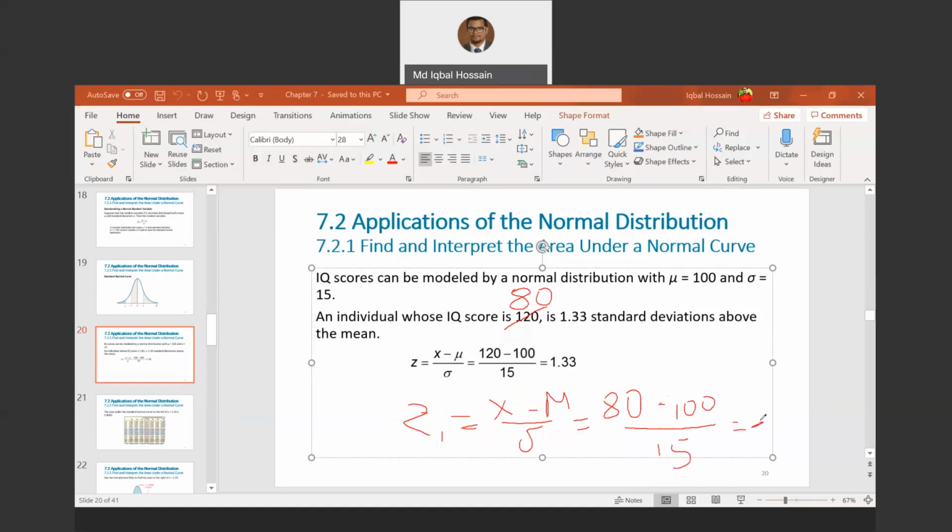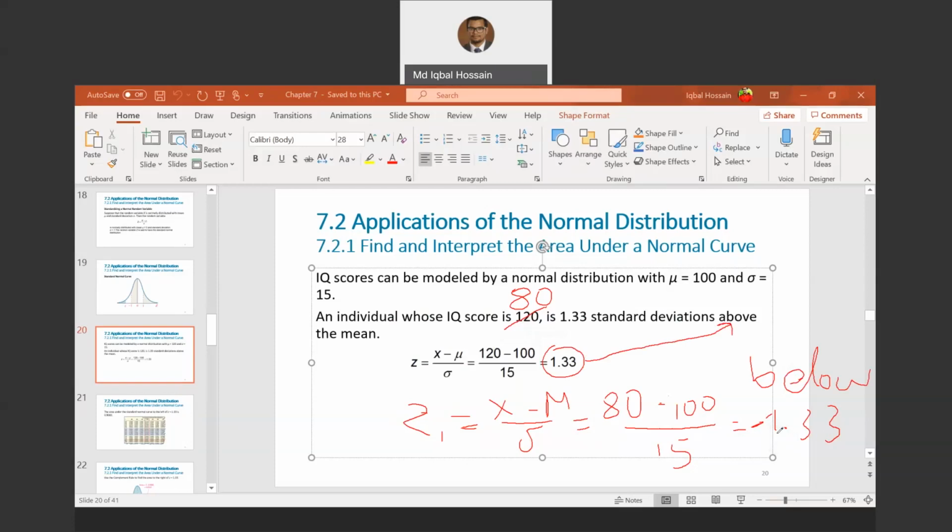Now we can see this value is negative 1.33. So we will say that the person who has an IQ score of 80 is 1.33 standard deviations below the mean. When we have a positive value, we say it's above the mean. Now we have a negative value, so that's why we say below the mean. This is the only difference. When we have a negative value, we say this is below the mean.